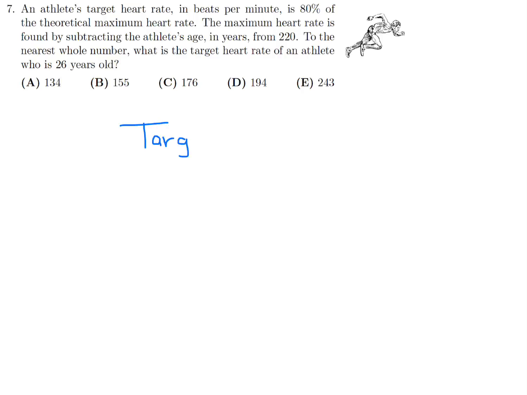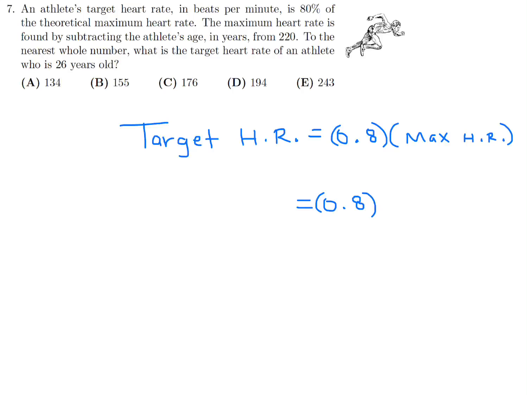So we've got target heart rate is equal to 0.8, 80% of the theoretical maximum heart rate. So that's our formula, basically. Now, we take it one step further, right? Because they tell you that the maximum heart rate is found by subtracting the athlete's age from 220. So 220 minus age.